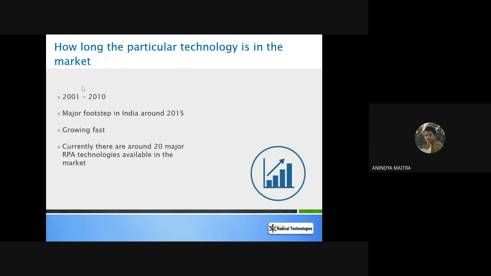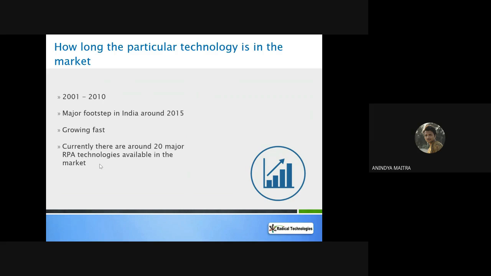As I said, in 2015-16 mostly, UiPath got introduced in India, where they pivoted their business. They changed their business models before that. They have actually been in the market since 2001, and this is growing fast. Currently in the market, I've written 20 major RPA technologies are available, but practically there are 40 plus technologies available in the market. They are not major, they are small technologies.